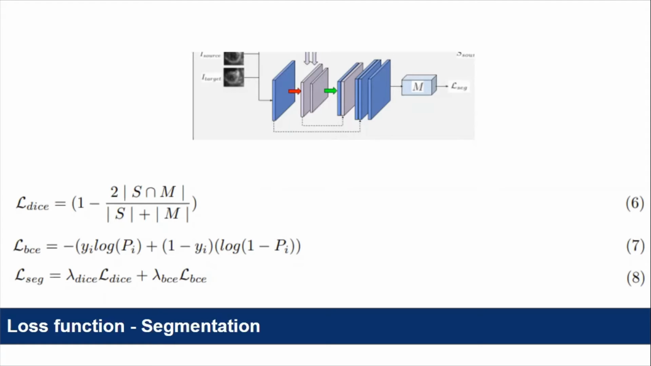The dice loss measures the degree of overlap between the predicted segmentations and the manually traced segmentations. And the binary cross entropy loss penalizes incorrect labeling of voxels by the network compared against the correct manually derived labels. As with the motion loss, the two terms are weighted and the weights were determined empirically.